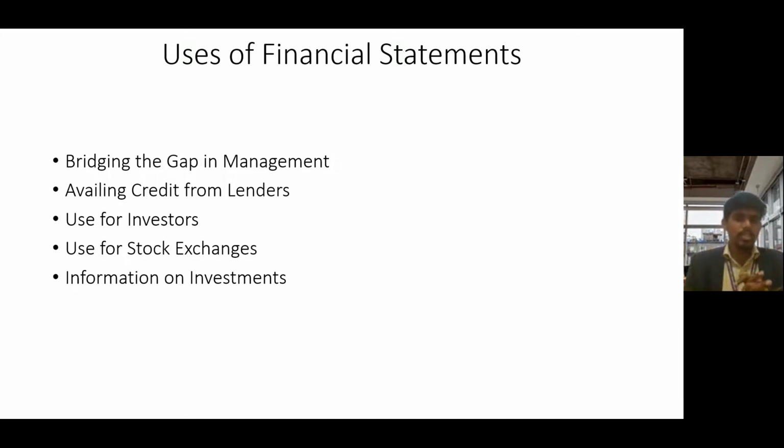Okay, so the next is use for investors. It helps investors understand whether they can invest in that company or not, how much they can invest, and to what extent they can believe in this company. How much revenue it is performing, how it is generating its revenue, and what the nature of its performance is. Based on all these criteria they will look into it.